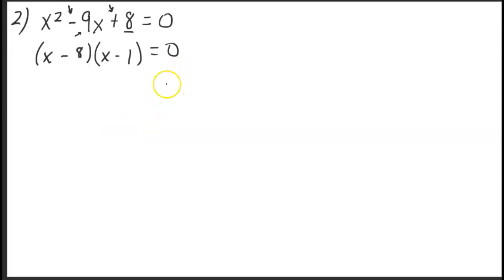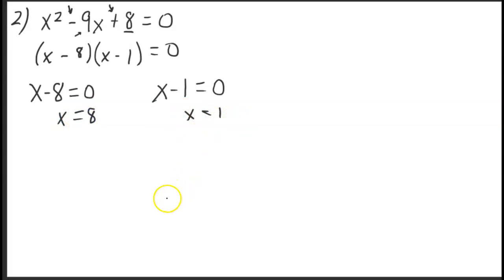So if at least one has to be 0, we can take each one separately and set them equal to 0. In order for x squared minus 9x plus 8 to equal 0, x minus 8 could equal 0, or x minus 1 could equal 0. Let's solve this for x. Clearly x equals 8 here, x equals 1 here, and there's my solution set. X equals 8 or x equals 1. Those are the two possible solutions for number 2.